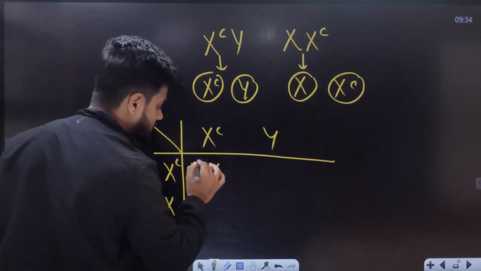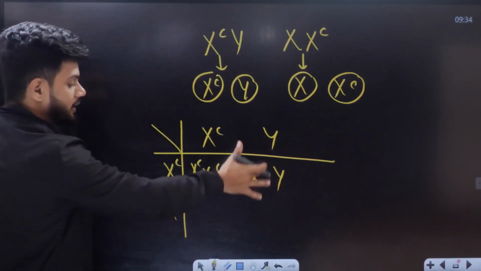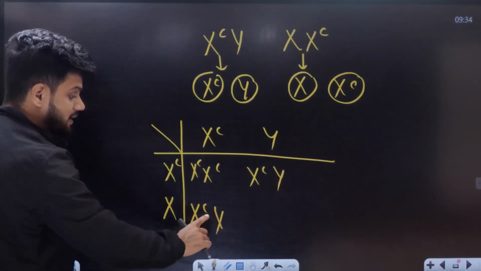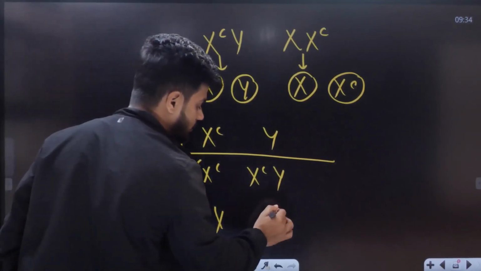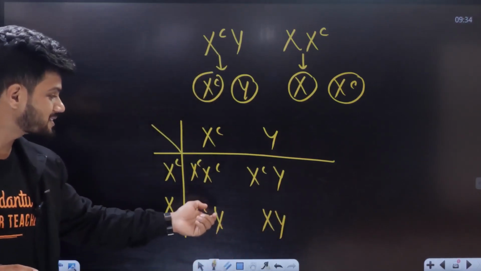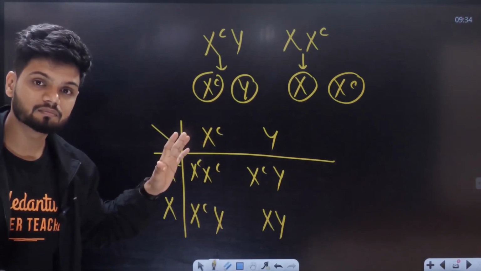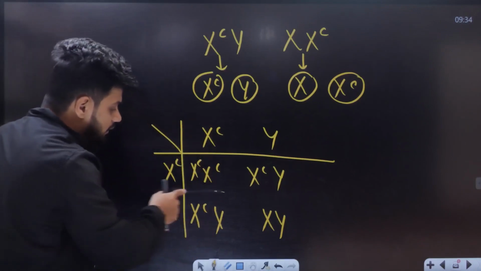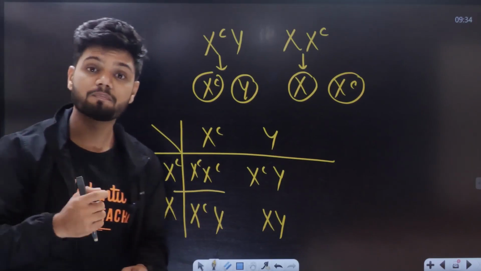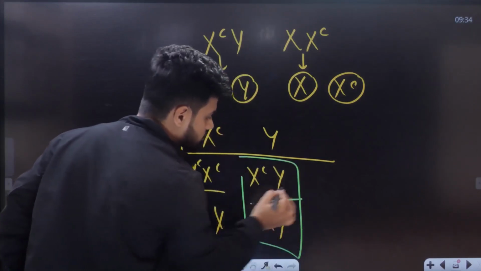When this is the case, we get one colorblind female, a colorblind male, a carrier female, and a normal male. So in the examination they can ask you, what is the percentage of females being colorblind here? 50% chance a female is going to be colorblind. Now I'll ask you one more question. What is the percentage of males being colorblind? 50% are going to be colorblind.